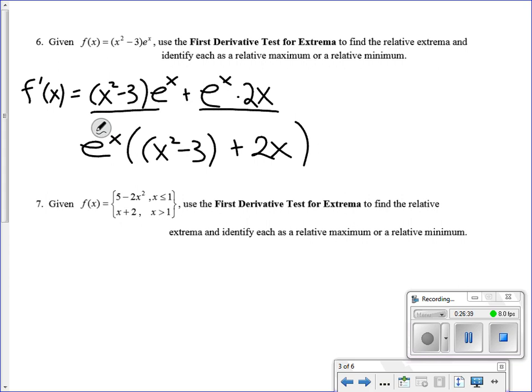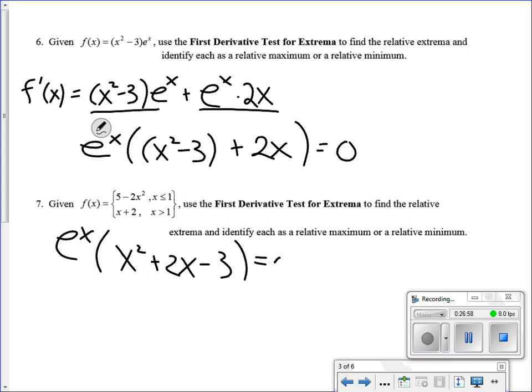Now, this second factor, I'm going to just rewrite. I'm going to write this as e to the x times, I'm just going to put it in descending order, x squared plus 2x minus 3. And we're trying to see where this derivative is equal to 0. I see that I could actually factor this second factor a little more, so I'm going to do that. We can factor that to x plus 3 times x minus 1.